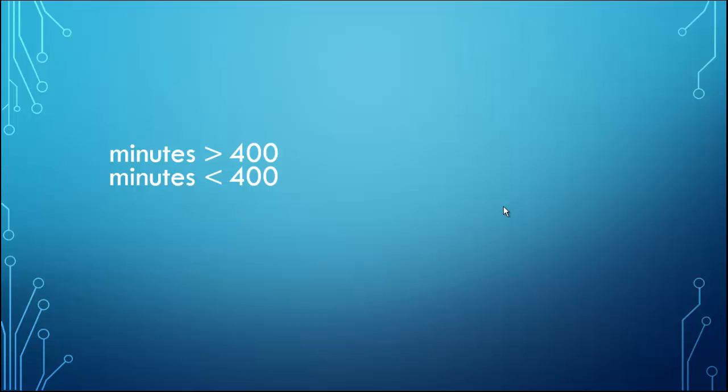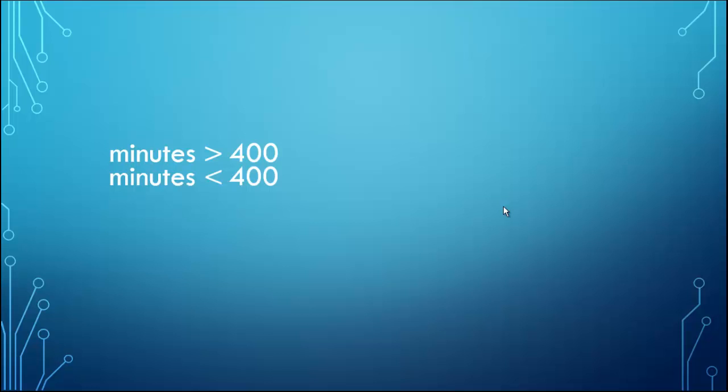What if they use exactly 400 minutes? They're still within their minutes that month, they didn't go over. But 400 is less than 400 is not true, so this will be false. We won't display the message we want to display. We need something slightly different. We actually want to ask, is minutes less than or equal to 400?